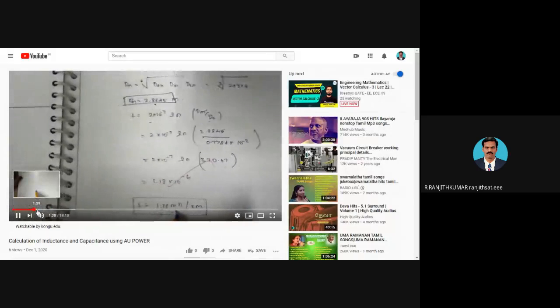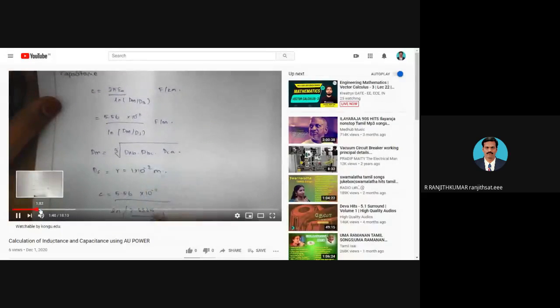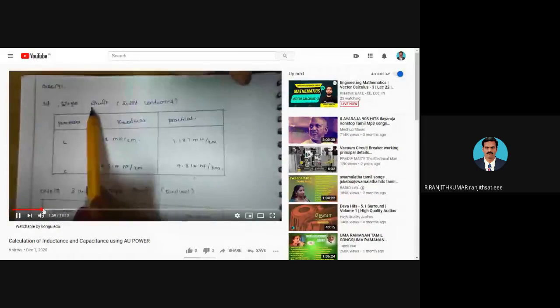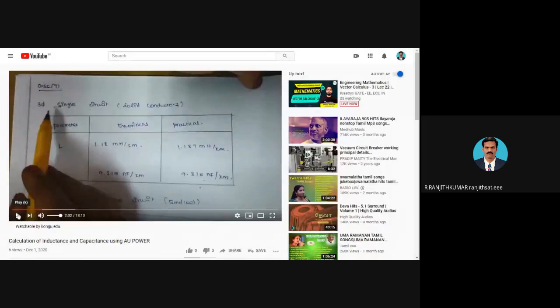0.7788 into 1.18 millihenry per kilometer. Then capacitance, here instead of a kilometer, like this. See, first case one, this I have got. What is the answer you are getting, Kanna? The same thing? Anyone?